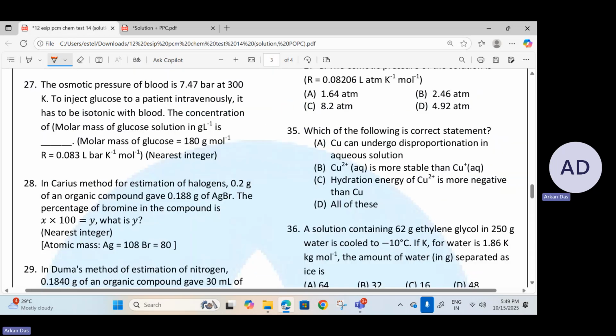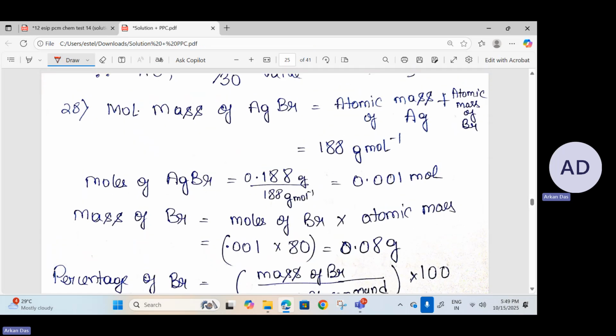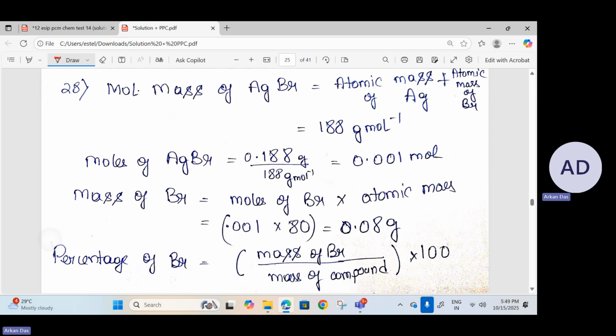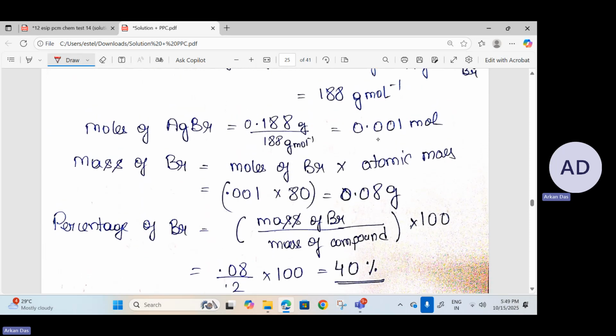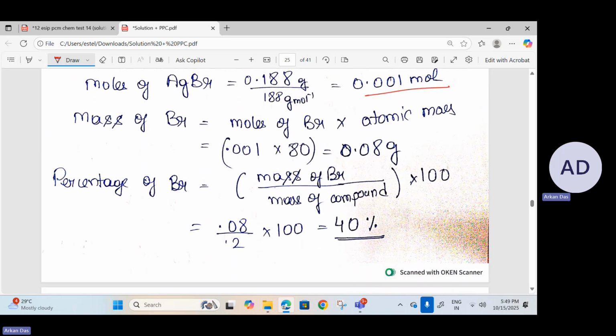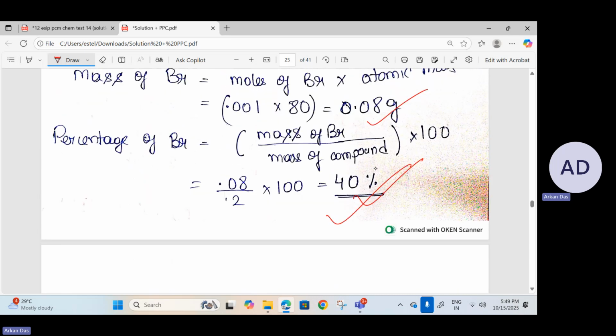Question number 28 is asking you, in Carius method for estimation of halogen, 0.2 gram of organic compound gave 0.188 gram of AgBr. The percentage of bromine in this compound is X into 100 equals to Y. What is Y? So the molar mass of AgBr, of course from atomic masses, is going to give you 188. As it is giving you 188, you can easily find out the number of moles. It is coming 0.001. The mass of bromine is going to come as 0.08 gram. The percentage of bromine is going to come as 40%, because 40% is Y.